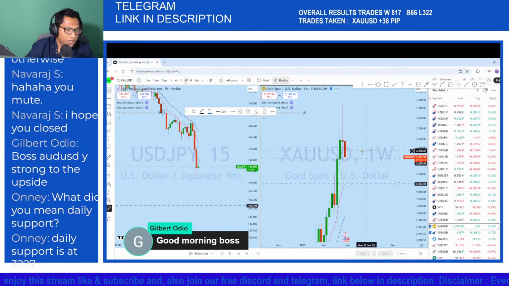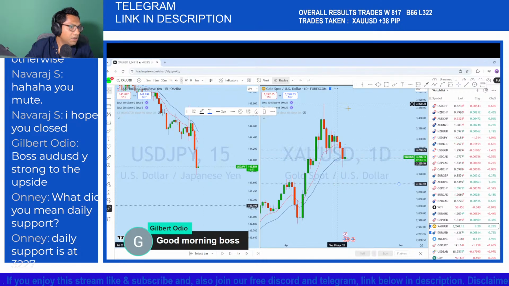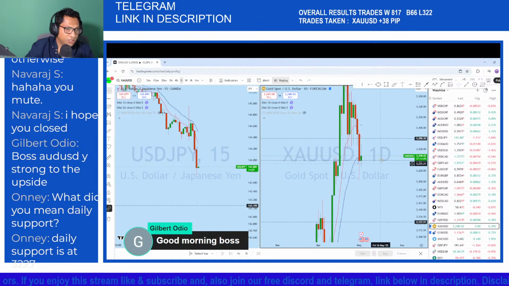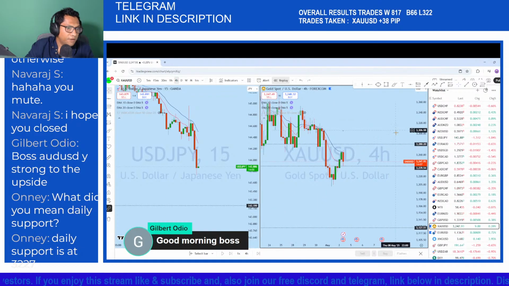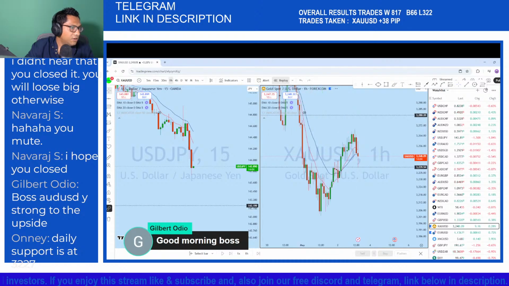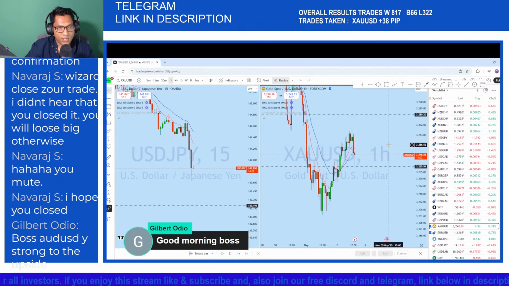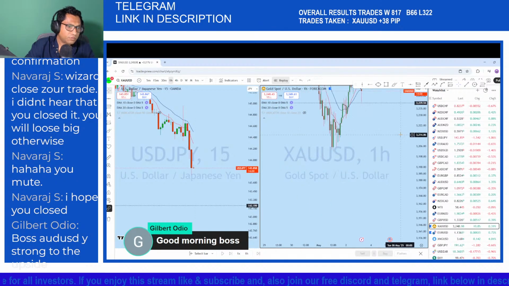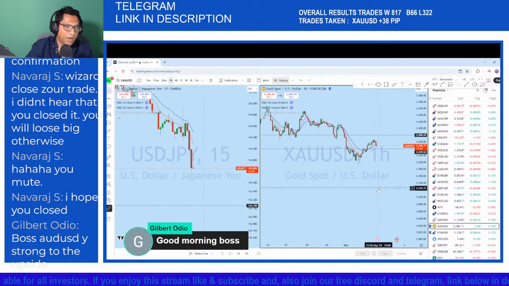And if we look at the weekly, we see there is a doji and then rejection from the top. From the daily, there is a doji and also that rejection. So from the intraday here on the 1-hour, here is a doji. So this is the monthly support.